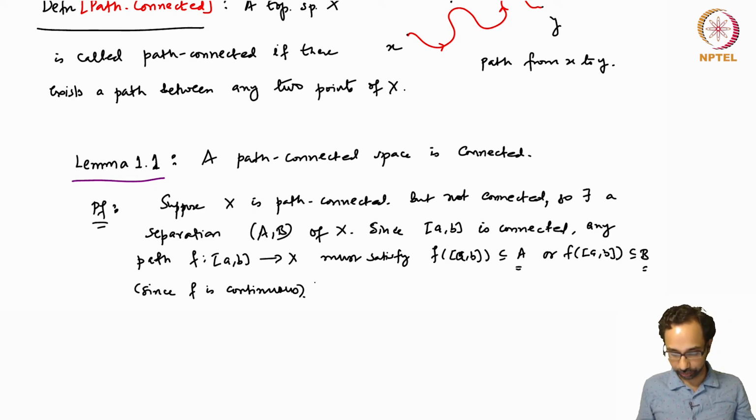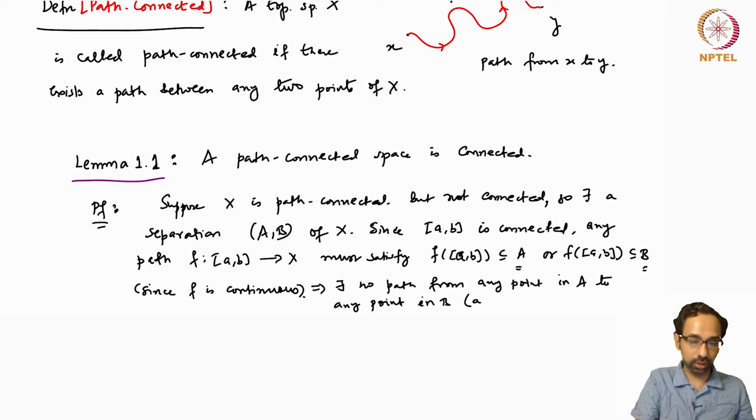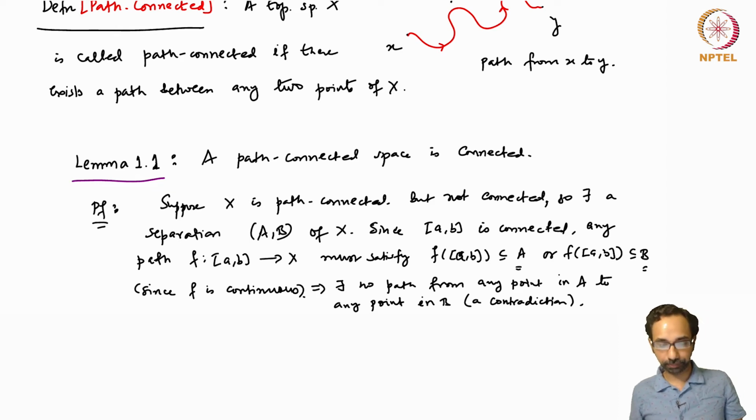This implies that there exists no path from any point in A to any point in B, which is a contradiction since X is assumed to be path connected, and the union of these two sets A and B is the whole space X. So this is a contradiction. So we see that any path connected space must be connected.